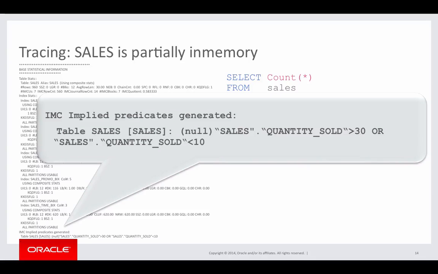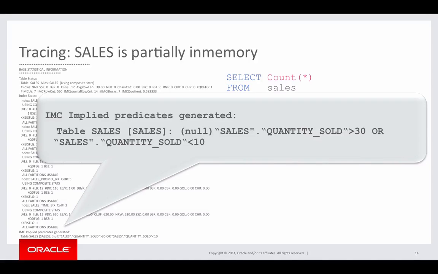Well, what you see there is that we do have some implied predicates for the sales table, and what we've done is we've rewritten the where clause predicate to be where quantity sold is greater than 30 or quantity sold is less than 10. So by defining a specific range predicate on the quantity sold column, we'll be able to scan the quantity sold column much more efficiently, only returning the values that fall within that range, so values that are greater than 10 but less than 30.